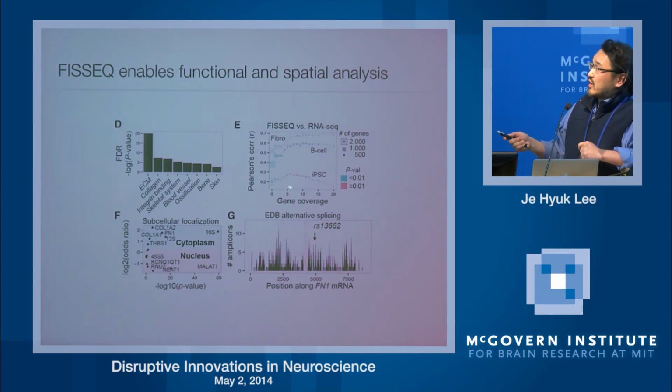Now, when you compare this to RNA-seq, over genes that are observed more than 5 to 10 times, you have a correlation that's as good as 0.69 with fibroblasts, but with other cell types, the correlation is much lower, meaning that we really are detecting something that's functionally significant.